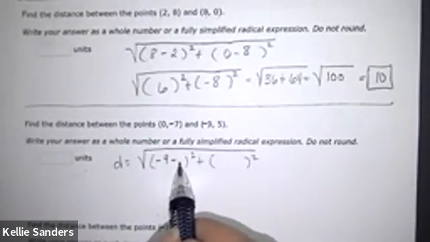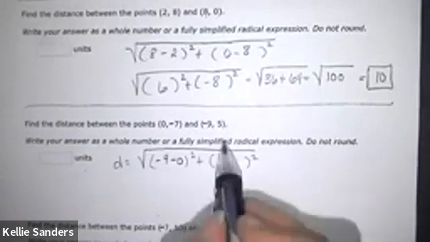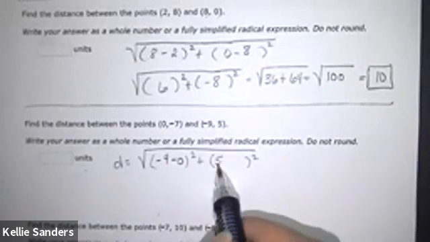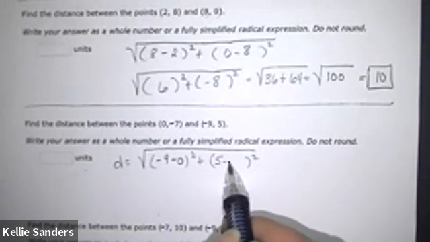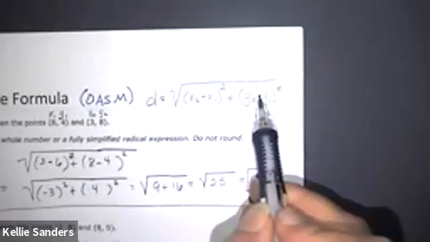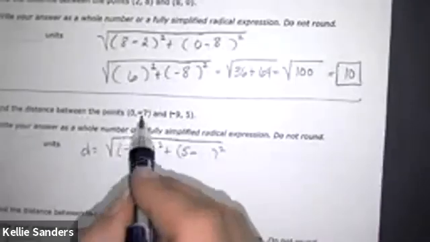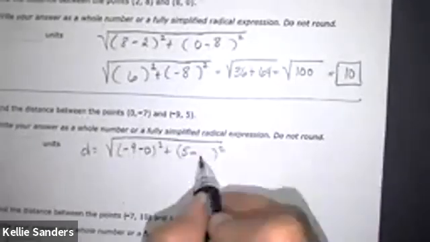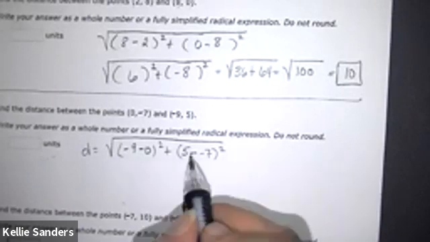-9 minus 0. 5, watch. This is always subtraction, because that's what was in the formula, right? But what are we subtracting? We're subtracting a -7. So there's going to be two negatives there. But what happens if you subtract a negative? It turns into a positive.